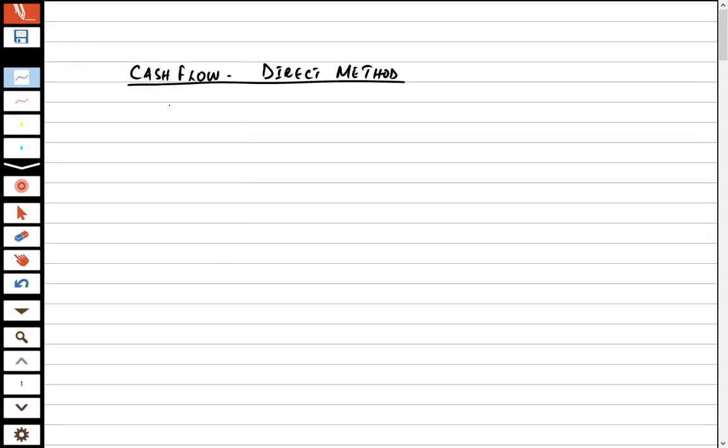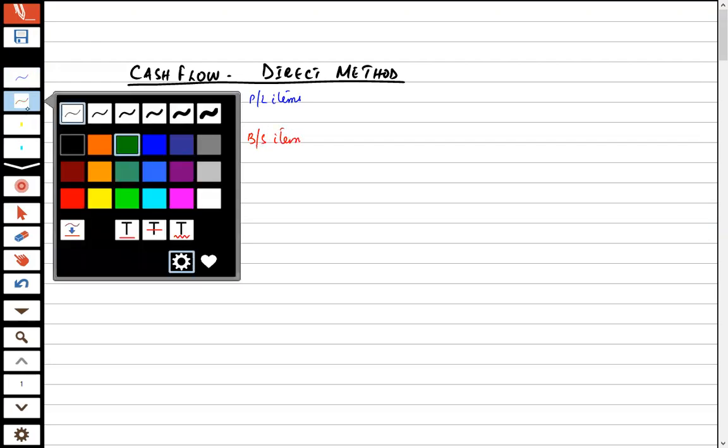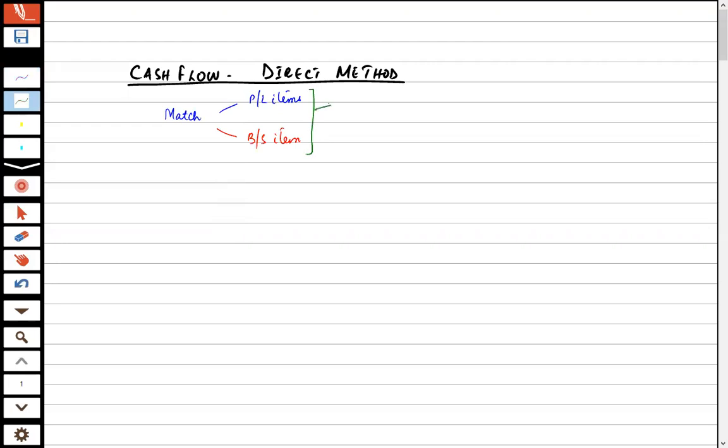In the direct method, we match P&L items with their corresponding balance sheet items. And then we take the impact of cash either received from the customers or from any other activity, and we also take the impact of cash payments.